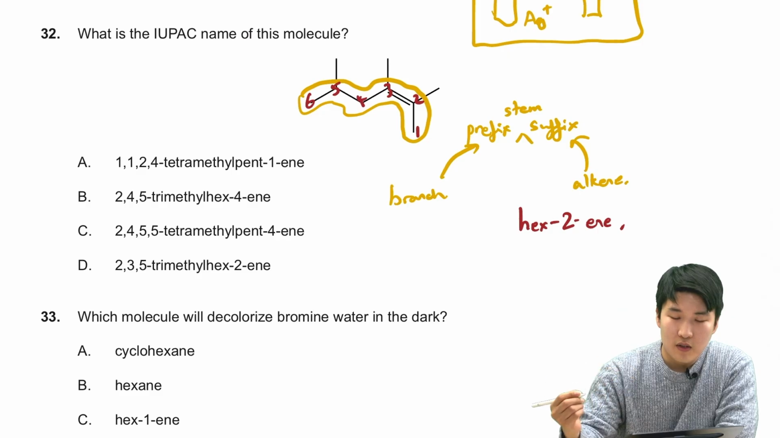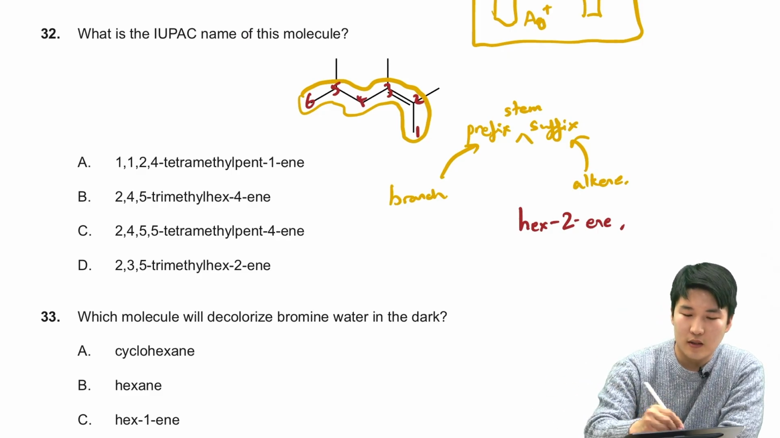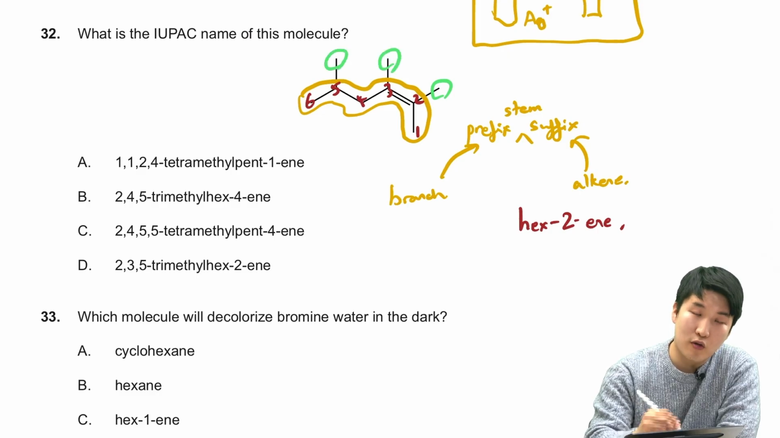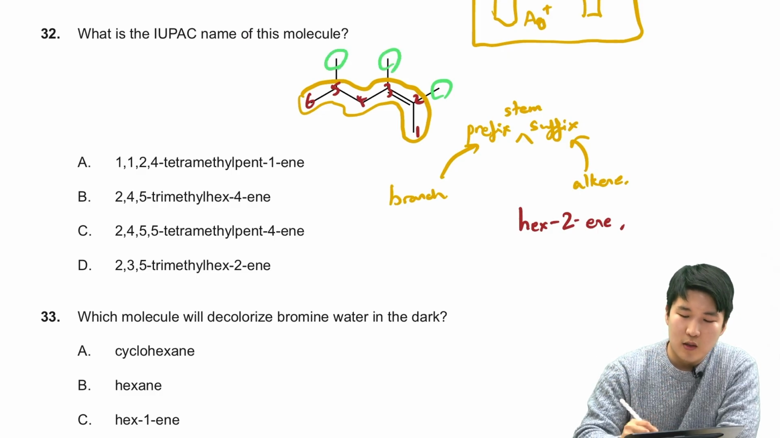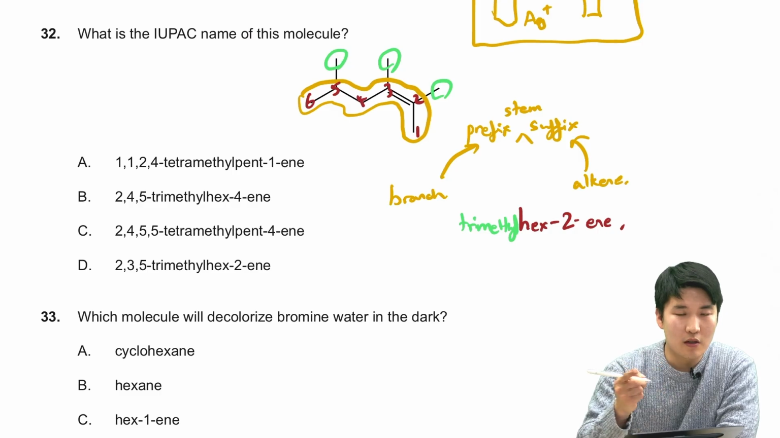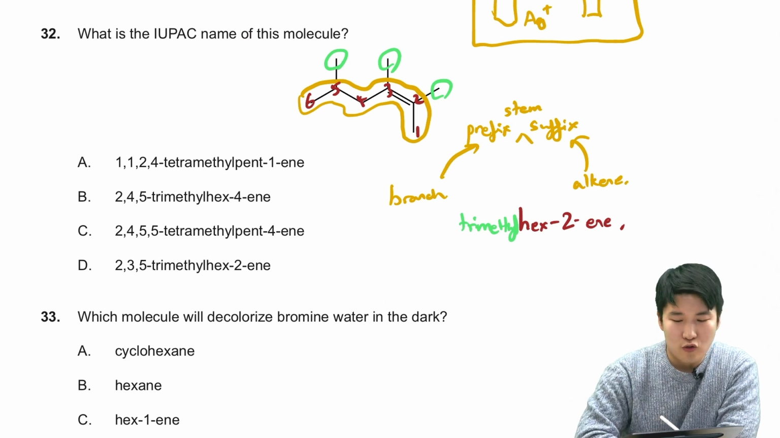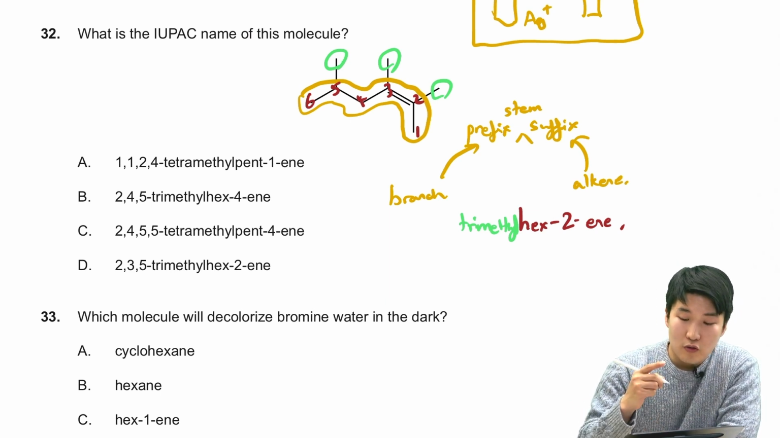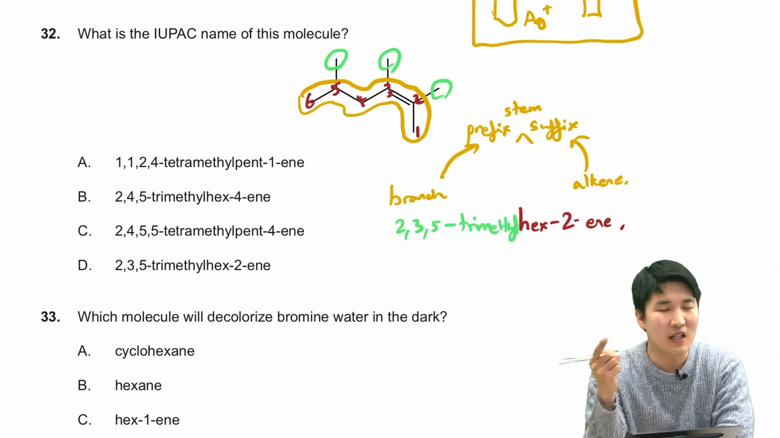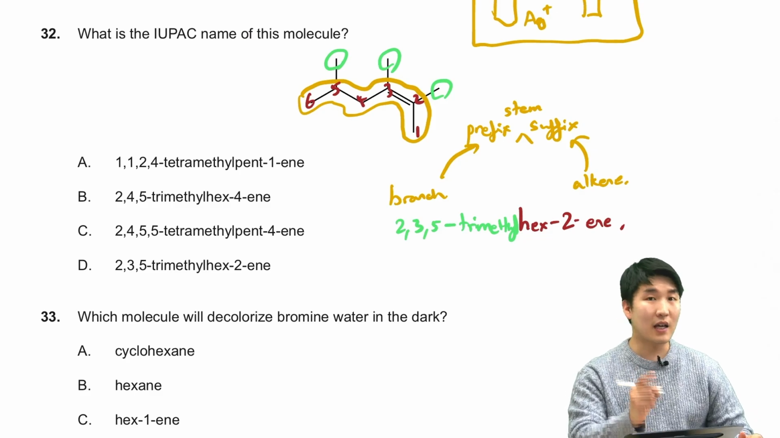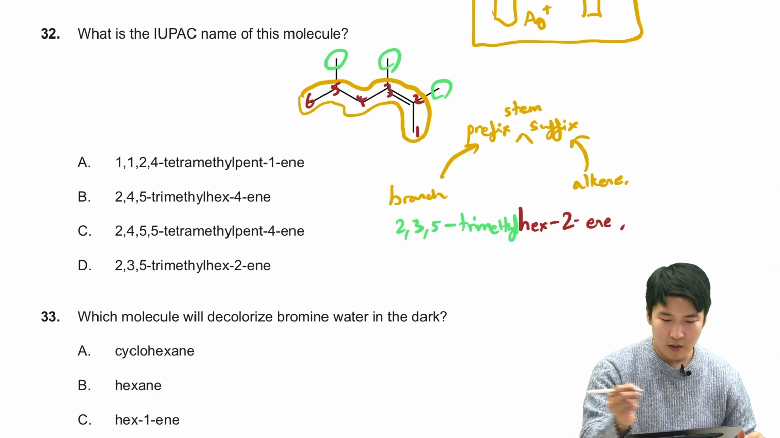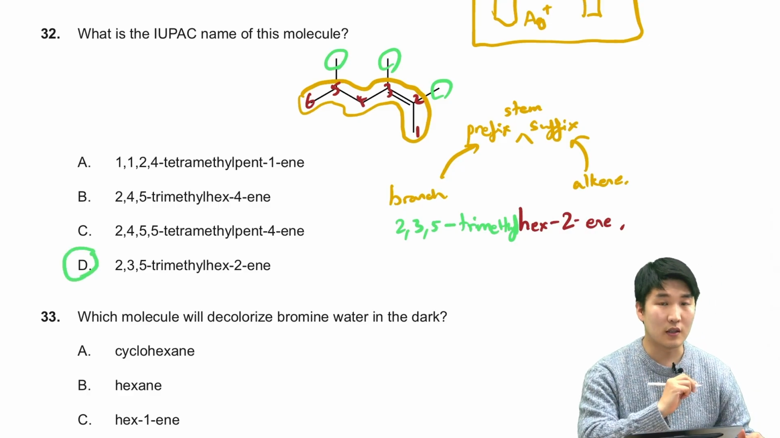We have the stem, the suffix, and all we need to do is recognize the presence of these 3 methyl branches, which we will describe as trimethyl. 3 methyls, trimethyl. Now let's indicate the positions of these 3 methyls, as 2, 3, 5. 2, 3, 5-trimethylhex-2-ene. Do we have this name? Yes, we do, as option D.